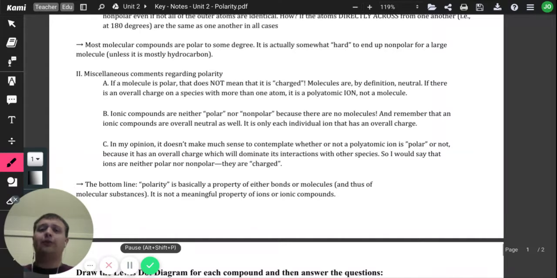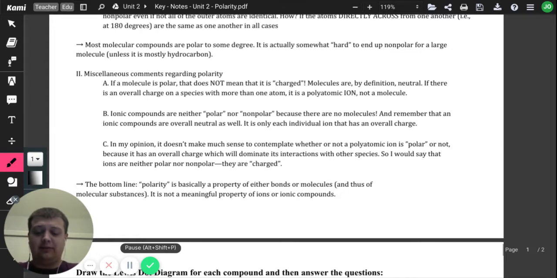Remember, charge refers to ions. Charge refers to a gaining or losing of electrons, all right? And when we're talking about molecules, we're not talking about gaining or losing of electrons. We're just talking about an unequal sharing of those electrons, okay? Ionic bonds are also neither polar nor nonpolar because they're not molecules, right? If they're an ionic bond, they're not a polar bond or a nonpolar bond.